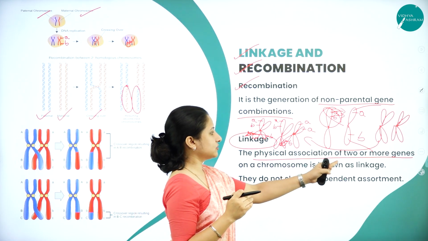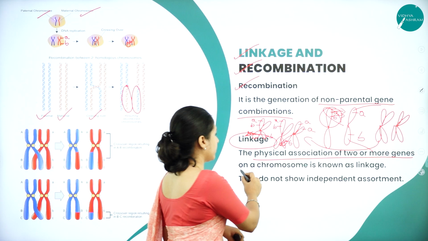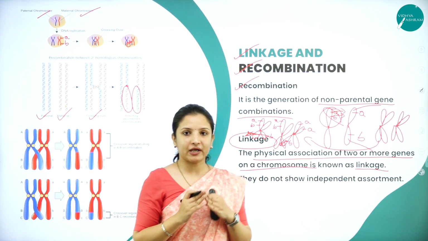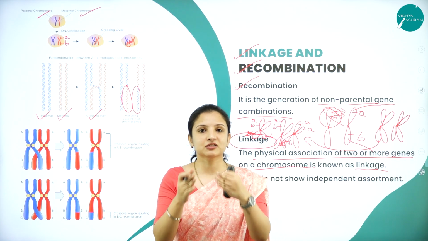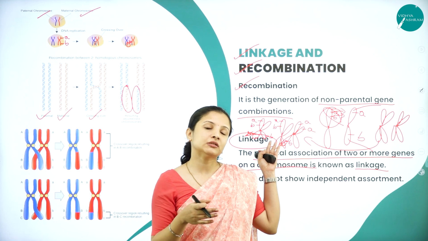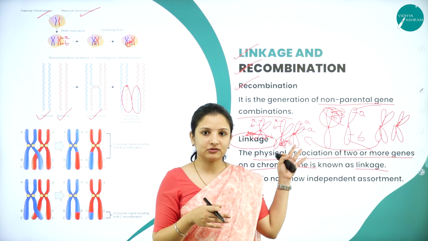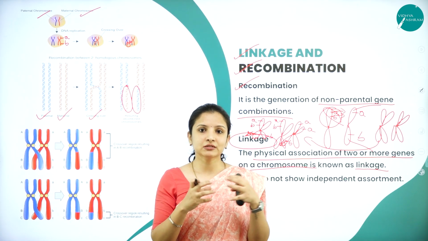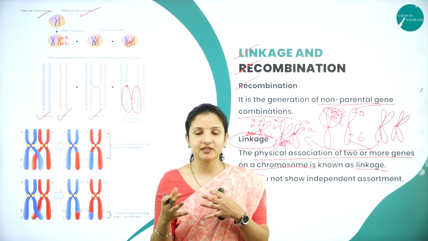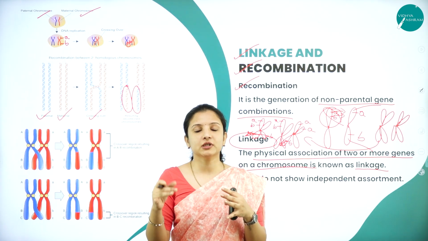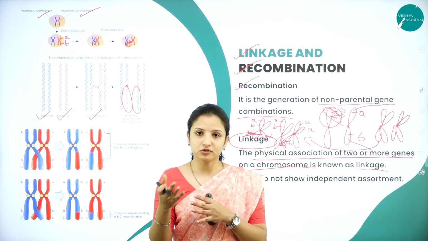So the physical association of two or more genes on a chromosome is known as linkage, and they do not show independent assortment. That is, they get expressed together at a time. They do not show independent assortment, which is according to the law of independent assortment that Mendel had stated. What he said was, the genes get independently expressed in the coming progeny when a part of the chromosomes moves into the progeny during the process of meiosis.